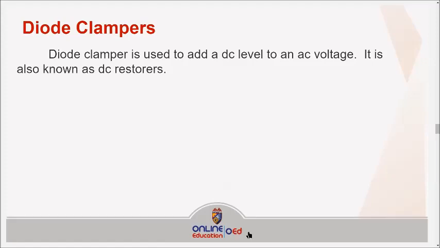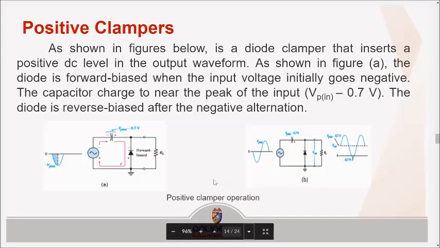Okay, these are examples of a diode clamper. Kinaklamp niya. Pwede siyang tumaas, pwede siyang bumaba. Okay? It depends on the DC level. What's the use of a positive clamper? As shown in the figure below is a diode clamper that inserts a positive DC level in the output waveform, as shown in figure A.